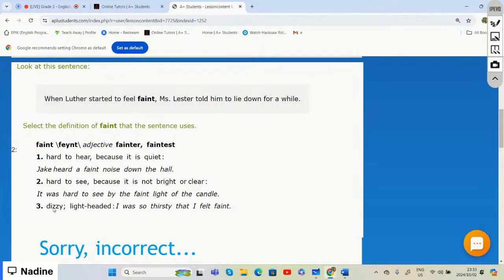It's an adjective. The first meaning of faint is hard to hear because it is quiet. It's like faint and soft. That is the first one. The second one is hard to see because it is not bright or clear.